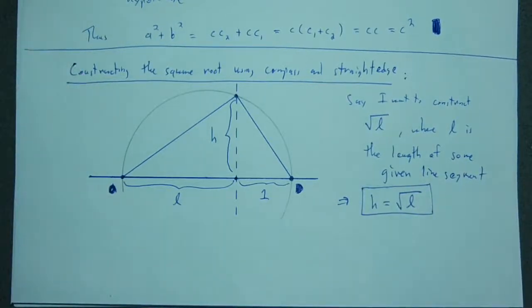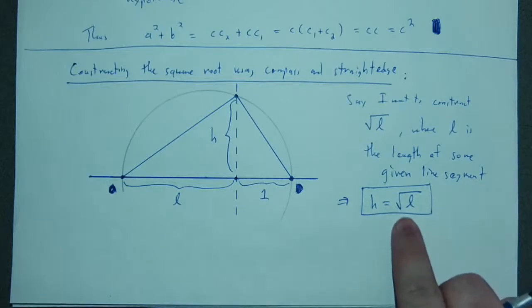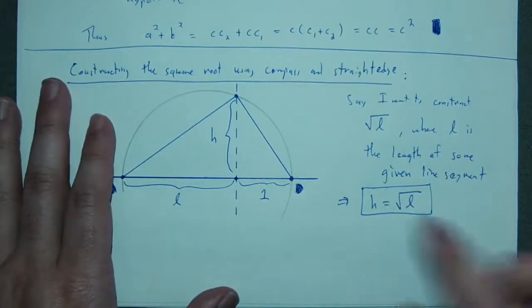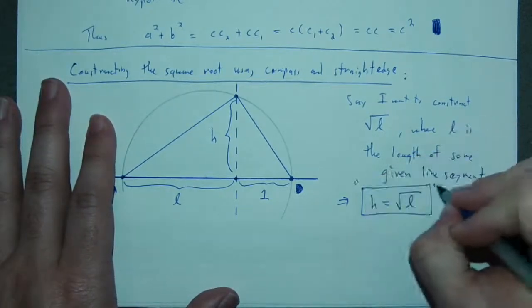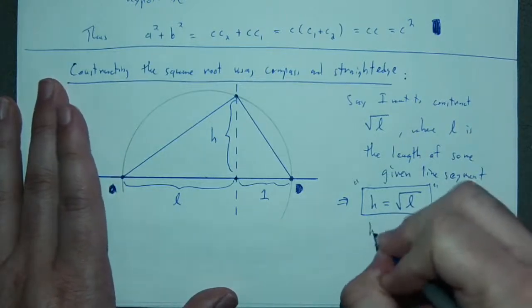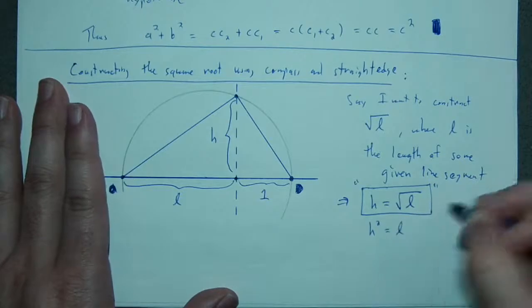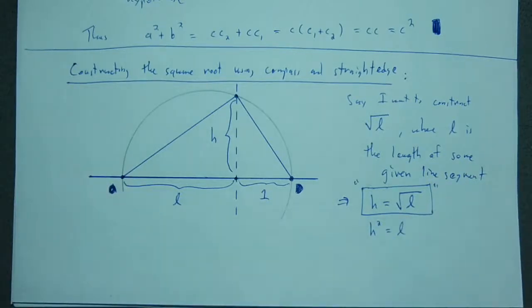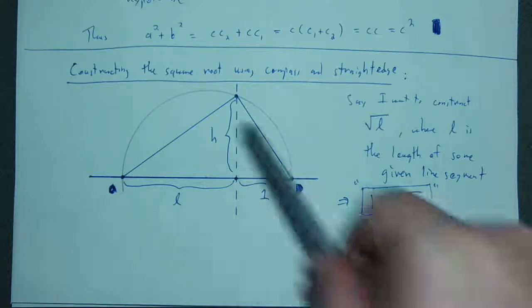Now, a couple of things I want to say here. This is a symbol, right? What does the statement h is equal to the square root of L mean? What that means is that h squared is equal to L, right? We use this symbol, this radical sign, to say that we're in the situation where h squared is equal to L here. It's just notation. Okay, why is this the case?